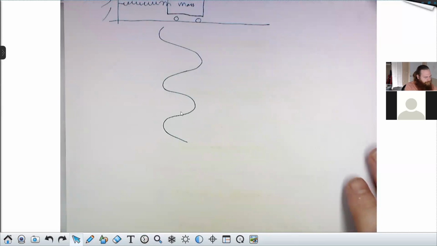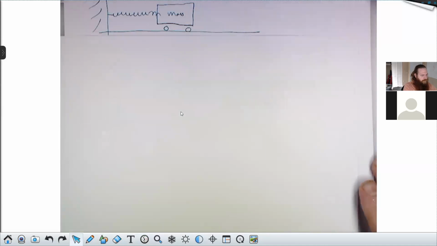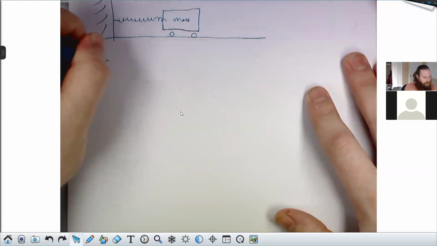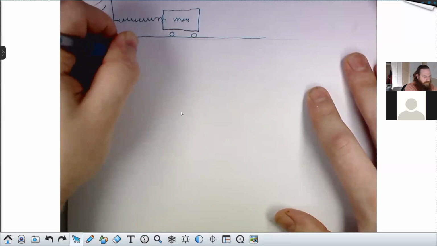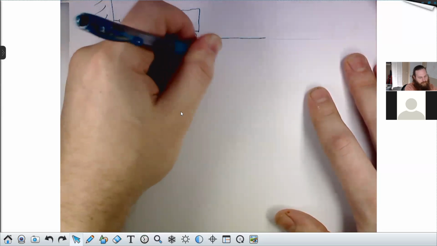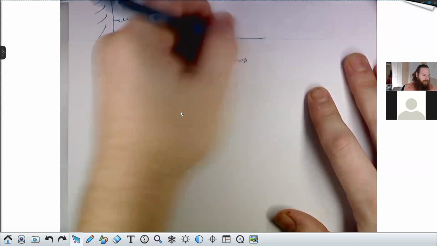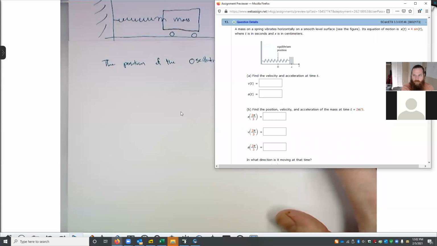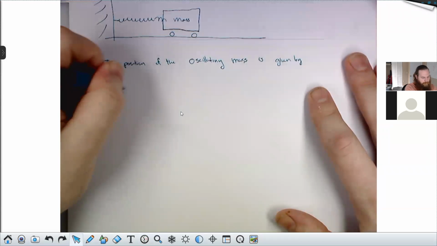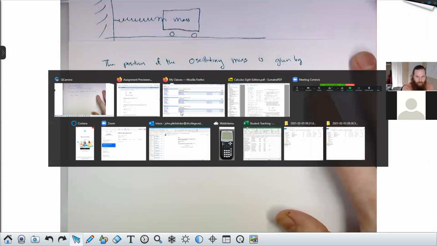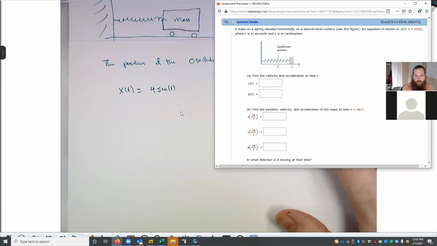So they're saying that the equation of motion here, the position of the oscillating mass is given by 4 sine t. Yeah. And they want velocity, acceleration, and then all three at time 2 pi over 3.